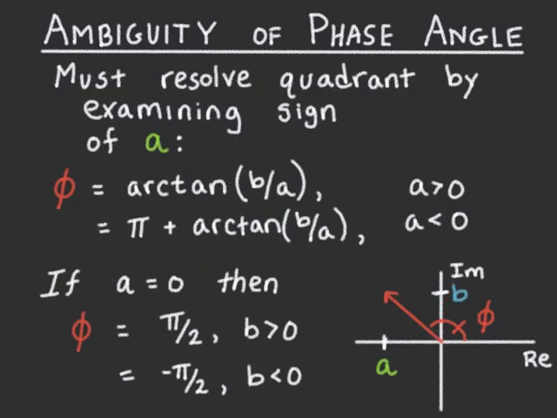So here are the formulas for resolving the ambiguity of phase angle. Phi is equal to the arctan of b over a if a is positive. Phi is equal to pi plus the arctan of b over a if a is negative. Now, if you find out that the real part a is 0, then the angle has to either be pi over 2 or minus pi over 2. It'll be pi over 2 if b is greater than 0, and it'll be minus pi over 2 if b is less than 0. If both a and b are equal to 0, the phase angle is indeterminate.